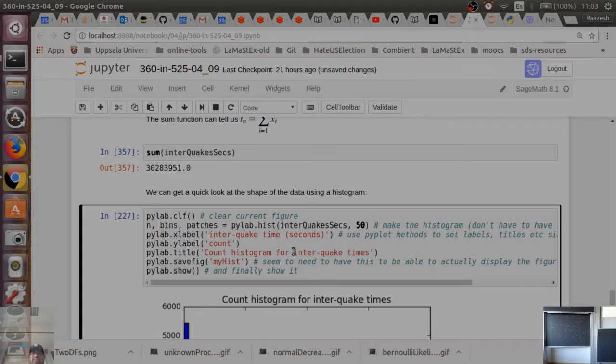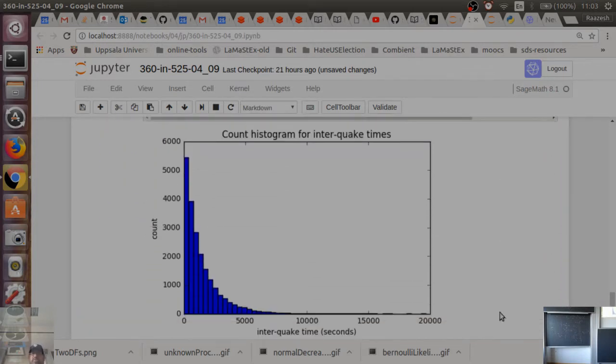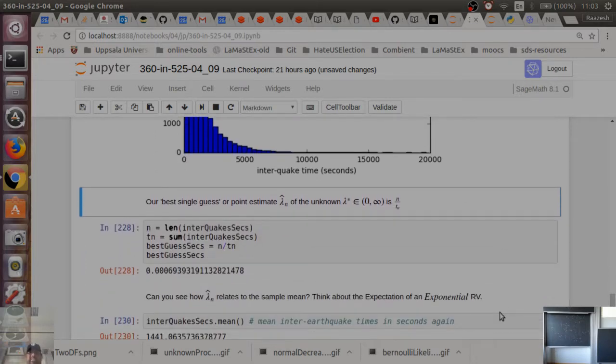So we can get a quick look at the shape. Let's look at a simple histogram of this inter-earthquake time. Voila, it looks like an exponential, right? The shape is nicely decaying. And so, let's try and see how well the exponential does.